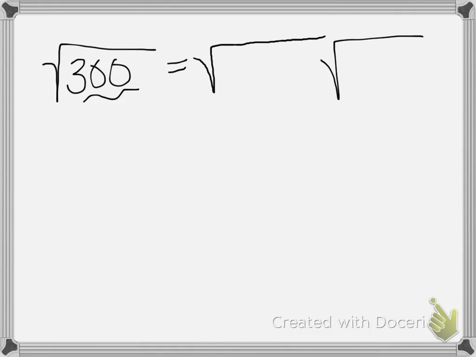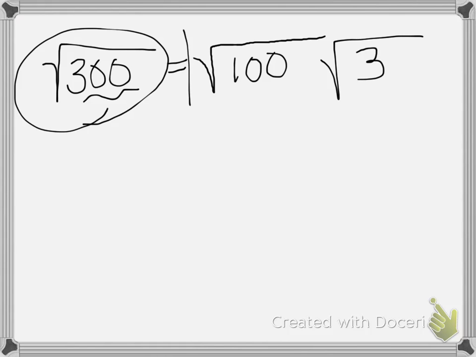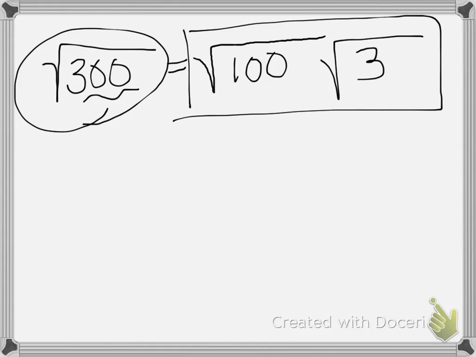What times what makes 300? Think about what times what makes 300 and you want a perfect square. Well, 100 is a perfect square. You know that. And 3 is not. But you know that 100 times 3 is 300. So I could break the square root of 300 into 2 parts. So kind of like backwards of what we were doing before when they were already in 2 and we put them into 1. This is a times sign in between.